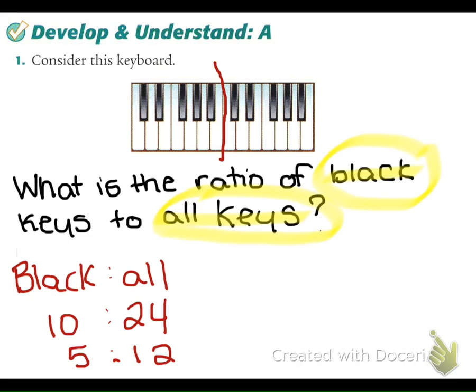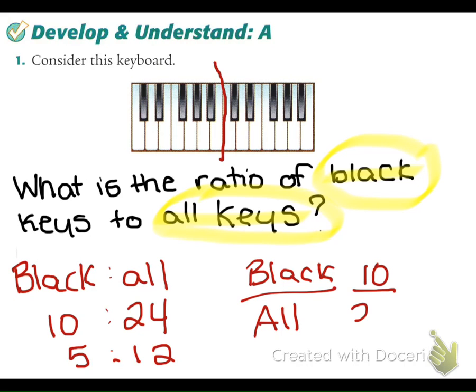We could have again written this in different ways. We could have done black over all and represented this as a 10 to 24 or a 5 to 12 ratio. Once you've copied these examples and feel comfortable, let's move on to our last example.